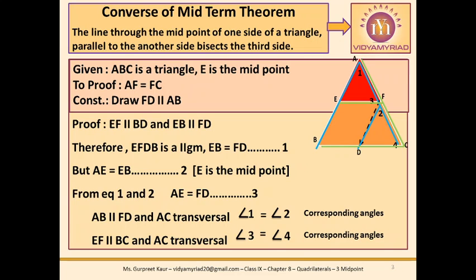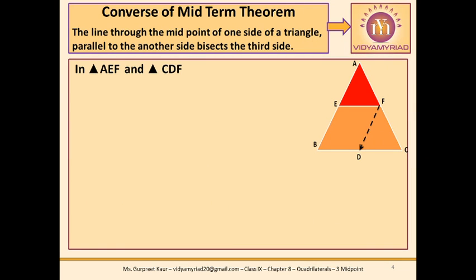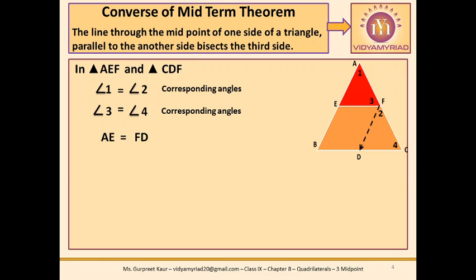They are also forming the corresponding angles. So now what we will do is, we will take the triangles AEF and CDF, both the triangles. Just now we have proved angle 1 is equal to angle 2 and angle 3 is equal to angle 4. What is the third part? AE is equal to FD. That also, as per equation 3, we have just proved above. So we can say that the triangles are congruent.